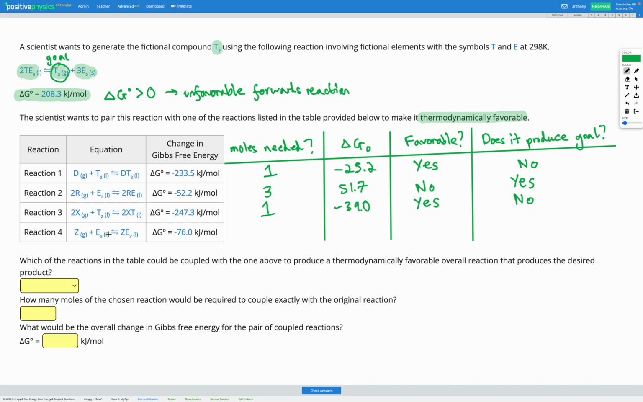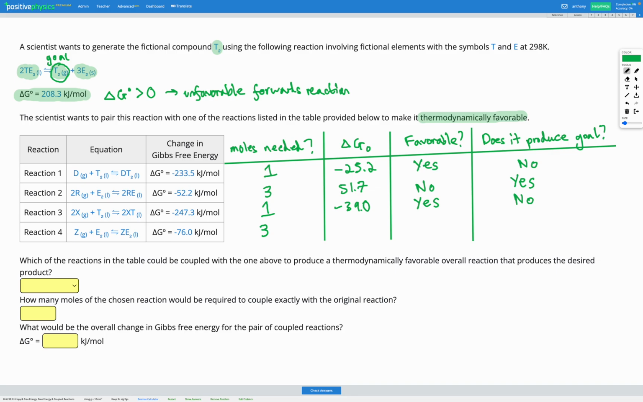Finally, let's look at reaction 4. We've got Z plus E2 gives ZE2. So in our given reaction, we produce 3E2. In this reaction, we use up 1E2. So we would need 3 moles of this reaction in order for it to couple perfectly together.